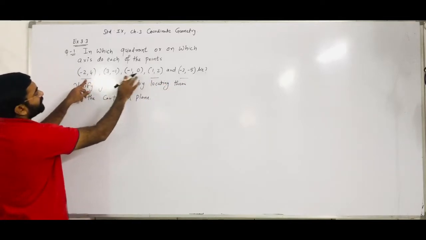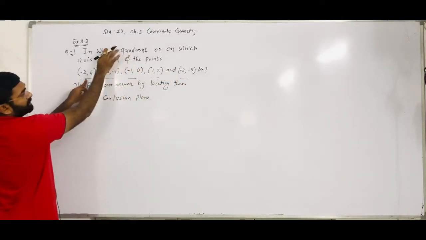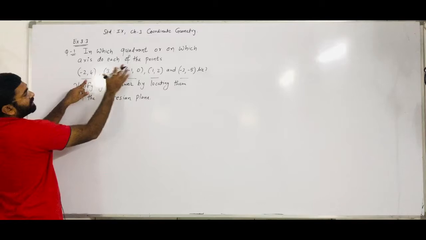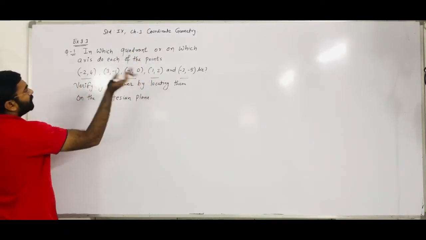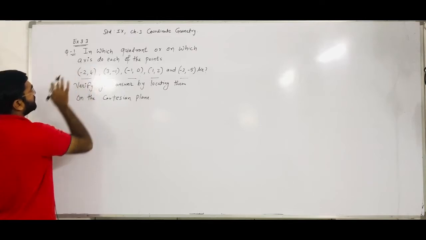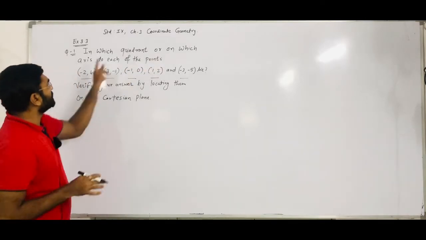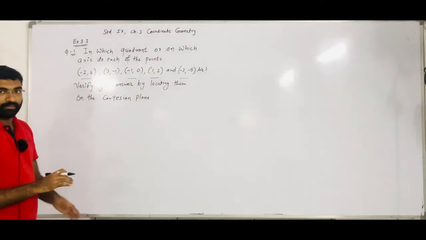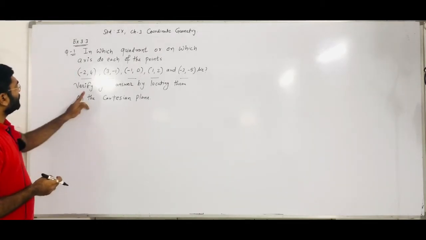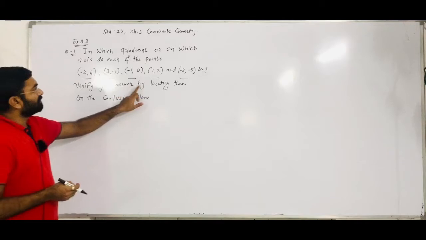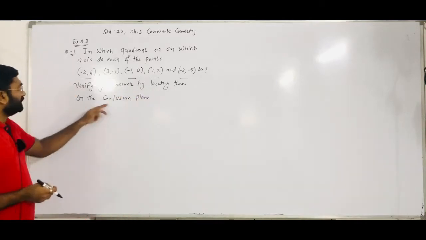So for the given points we have to write the quadrants. In which quadrant do the points lie, or if any one or two of the points lie on an axis, we have to mention on which axis that point lies. That is what we have to do in question number 1. And we also have to verify our answer by locating them on the Cartesian plane.